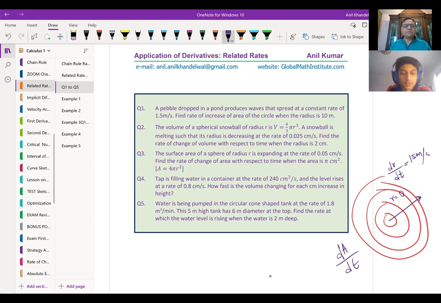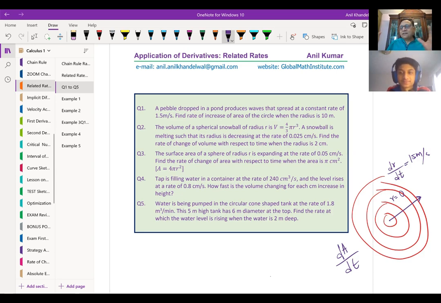Yes, sir. The volume of a spherical snowball of radius r is V equals 4 pi r cubed over 3. A snowball is melting such that its radius is decreasing at the rate of 0.025 centimeters per second. Find the rate of change of volume with respect to time when the radius is 2 centimeters. Correct. Very similar to the previous question.